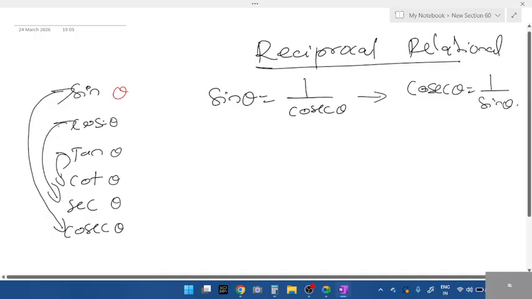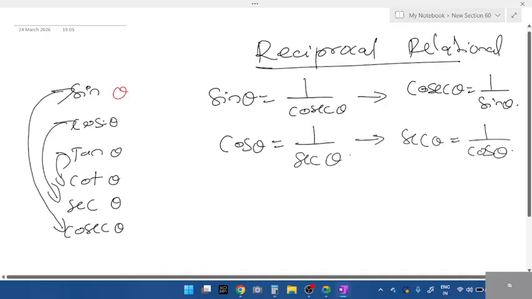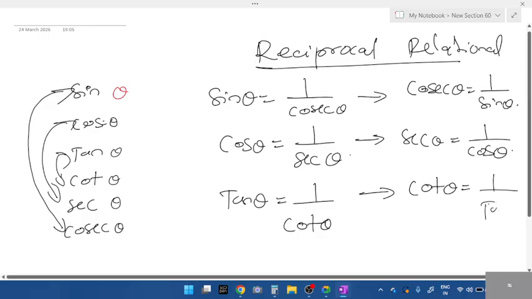Next, look at this table, left hand side, arrow. Cos theta is reciprocal to which one? 1 by sec theta. Or sec theta is reciprocal to 1 by cos theta. Next, tan theta. Tan theta is reciprocal to 1 by cot theta, and cot theta is reciprocal to 1 by tan theta. Make a note, all of you, 1 by tan theta.